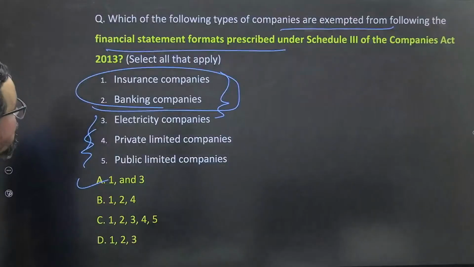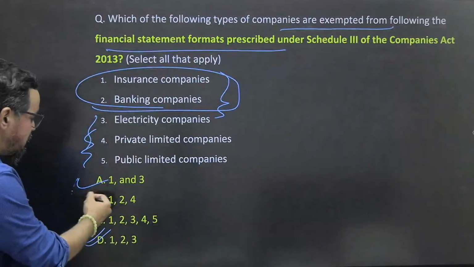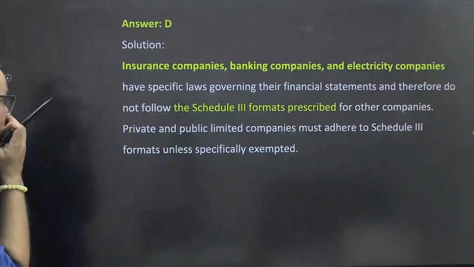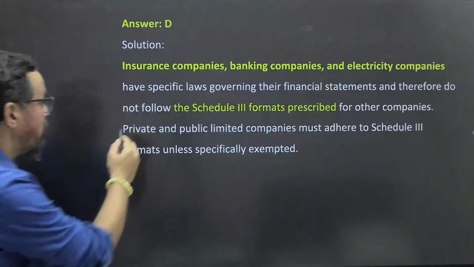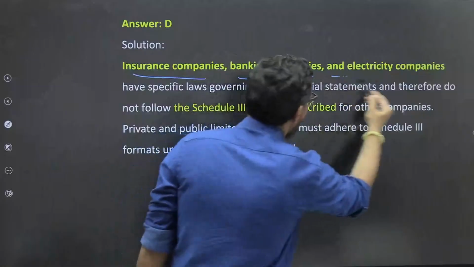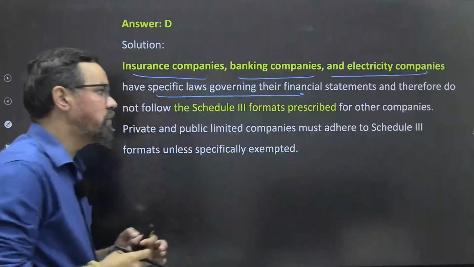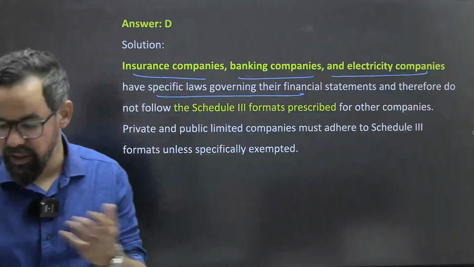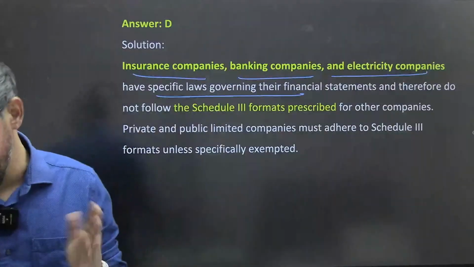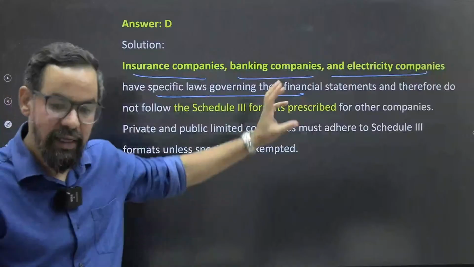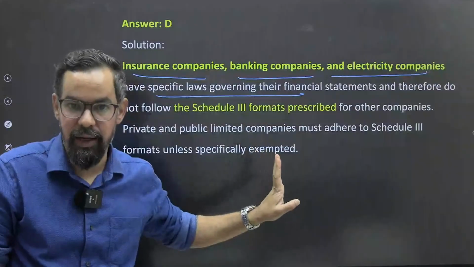Electricity companies use the financial statement format prescribed under Schedule 3. Electricity companies also come under this one. Sorry guys, please do take care about this. So insurance companies, banking companies and electricity companies have specific laws governing their financial statements. The bank one we generally know. Everybody is writing A for this one. The electricity one also comes under the same category.